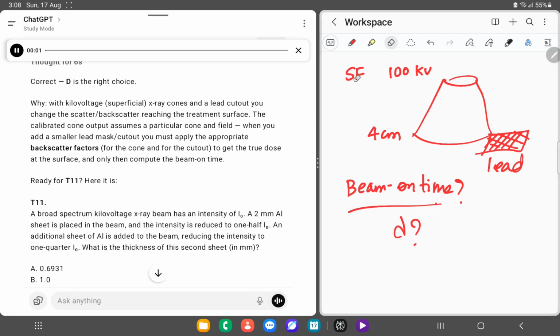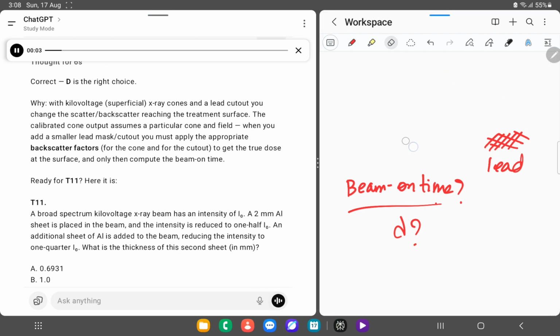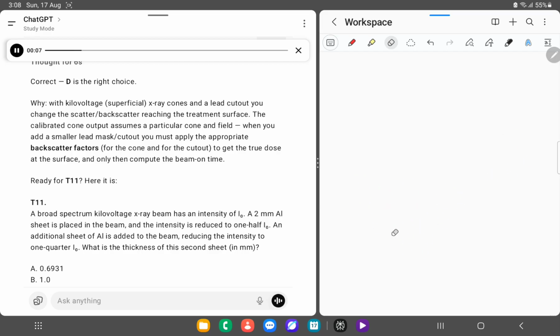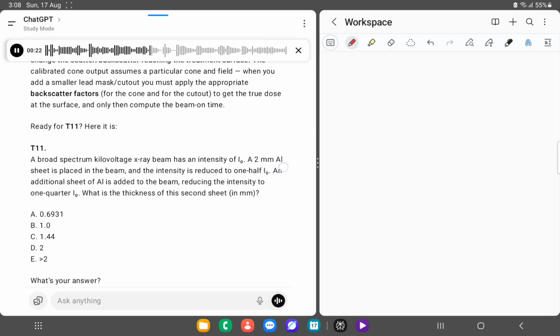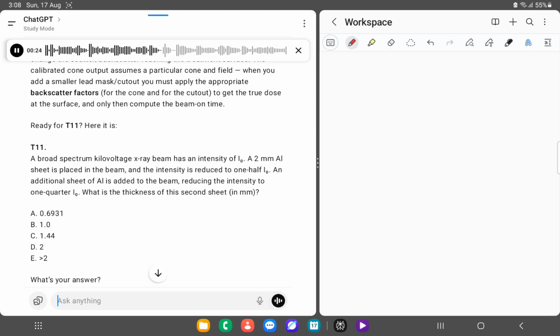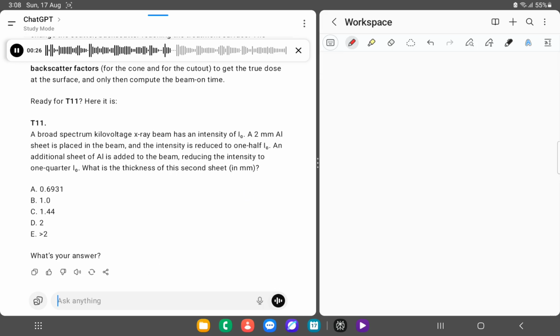Correct. D is the right choice. With superficial X-ray cones and a lead cutout, you change the backscatter reaching the treatment surface. The calibrated cone output assumes a particular cone and field. When you add a smaller lead mask cutout, you must apply the appropriate backscatter factors for the cone and for the cutout to get the true dose at the surface, and only then compute the beam on time. Ready for T11? Here it is.